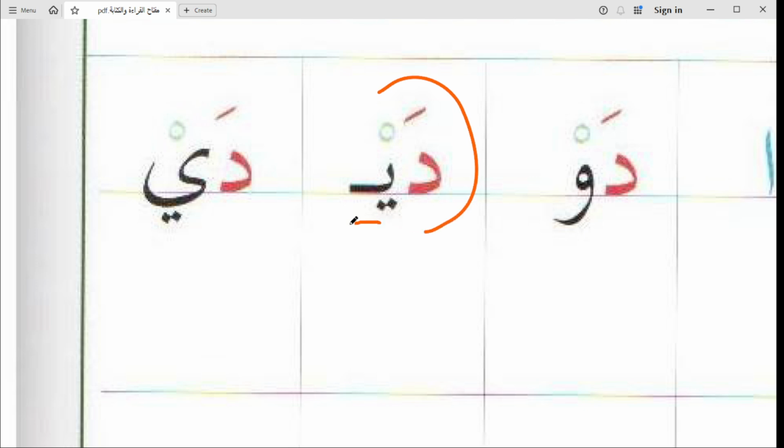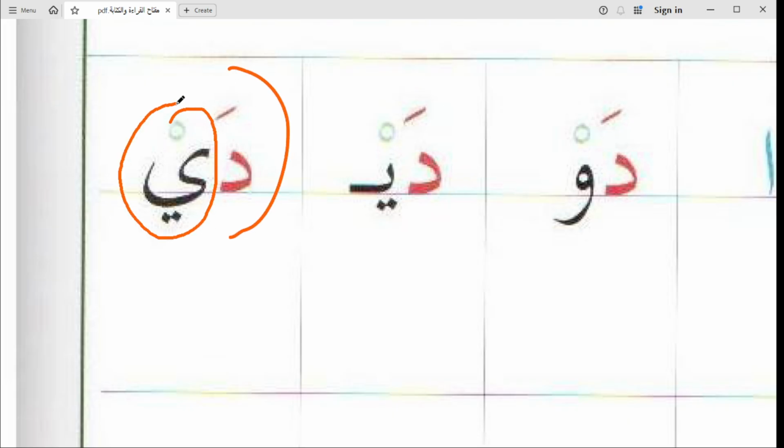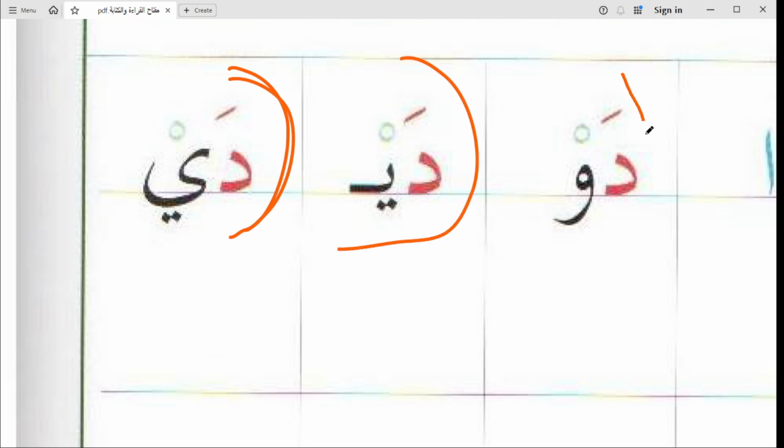Da with fatha and ya sukoon is going to be da'i, da'i. When I merge the two sounds together, it's going to be day, day, day. Alright? And here is the same thing, day, because this ya is in the insulated form, and this is the initial form of the ya.